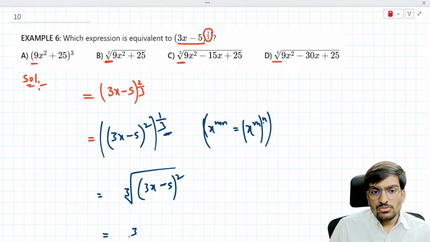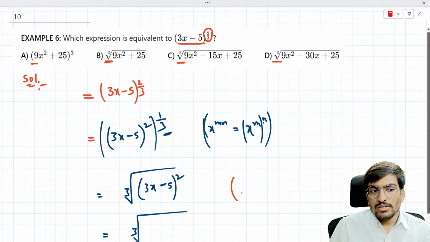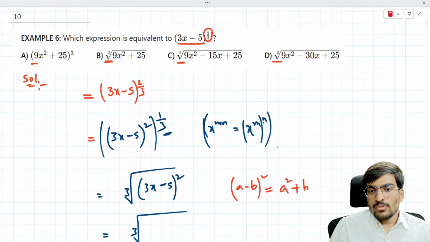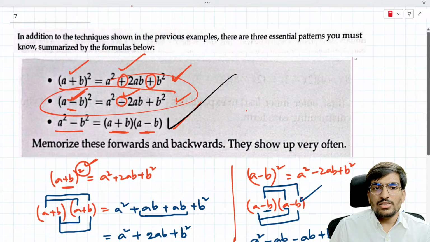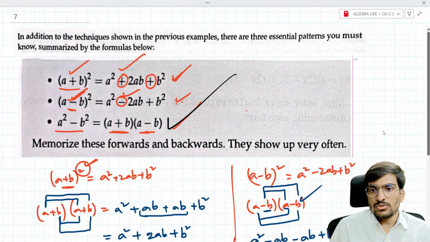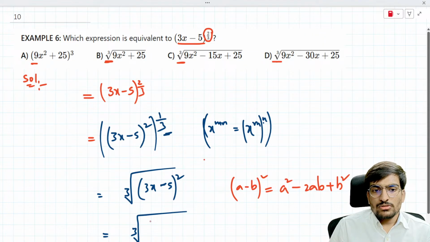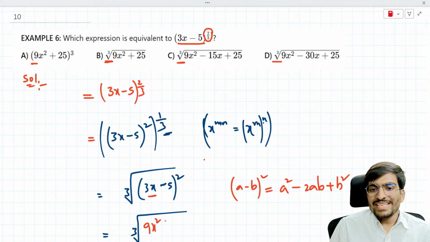So that equals cubed root of a minus b whole square. So what is a minus b whole square? Just now we learned a minus b whole square equals a square minus 2ab plus b square. I'll go with the minus 2ab only, not to make you confused. We just took it from here, the second formula: a minus b whole square equals a square minus 2ab plus b square. So I apply the same thing, a square, so this will be 9x square, a square minus 2ab, minus 2 into 3x into 5. This is a, this is b, and then plus 5 square.